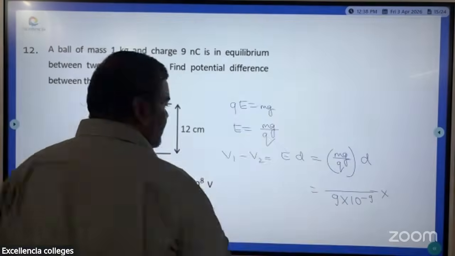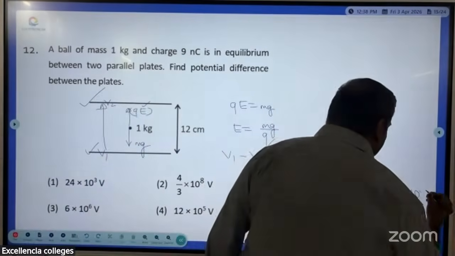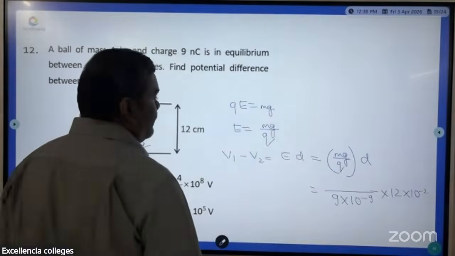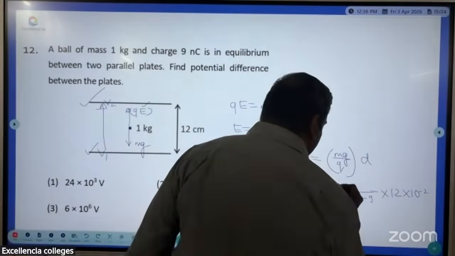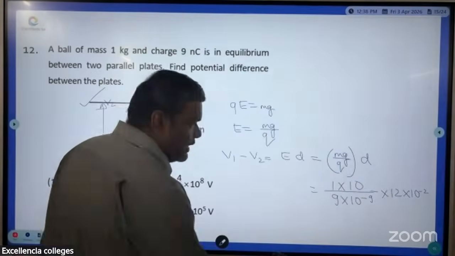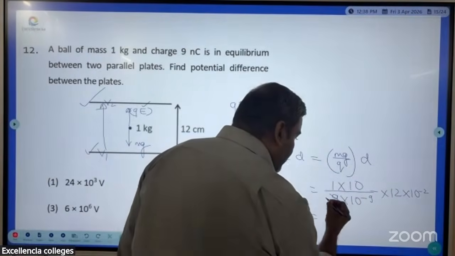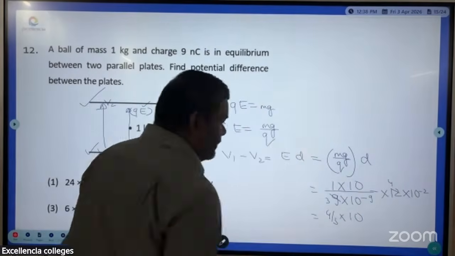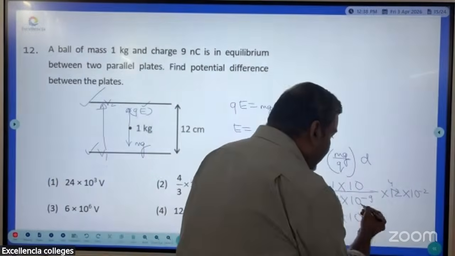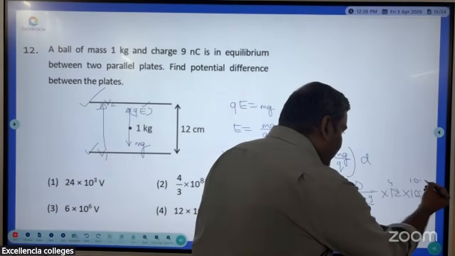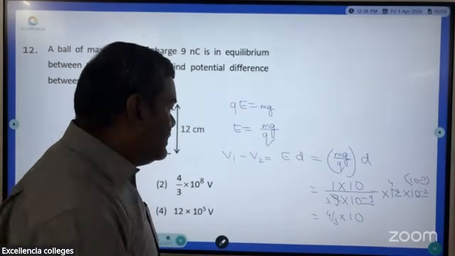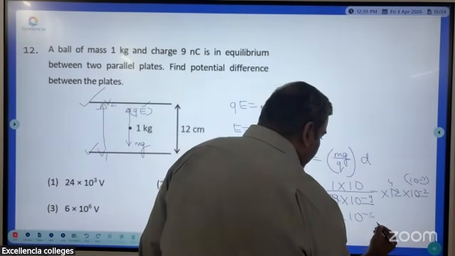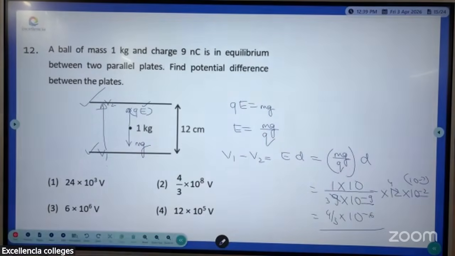D is given as 12 centimeters, so that's 12 into 10 to the power minus 2. Calculations have become a little more in this paper, I believe. And mg is 1 into g, जो है 10. That's the value. So if you write here, this will become 12 and this will become 3 and this will become 4. So I will get here 4 by 3 multiplied with 10 raised to the power minus 9 and 10 to the power minus 2 will become 10 raised to the power minus 7, multiplied further with 10 will become 10 raised to the power minus 6. So 4 by 3 into 10 raised to the power minus 6 I am getting. Okay, option is saying 10 raised to the power 8.